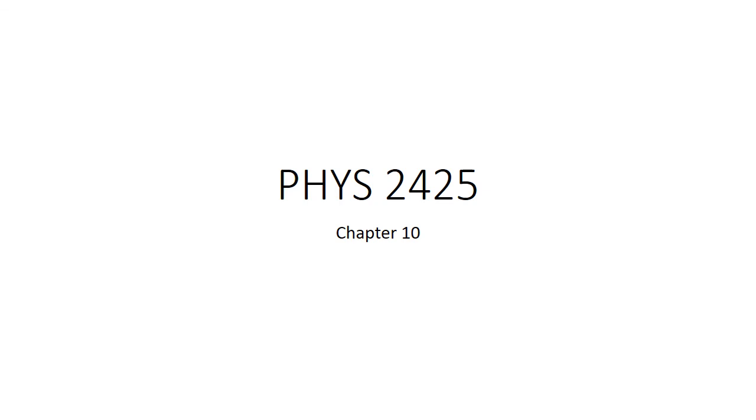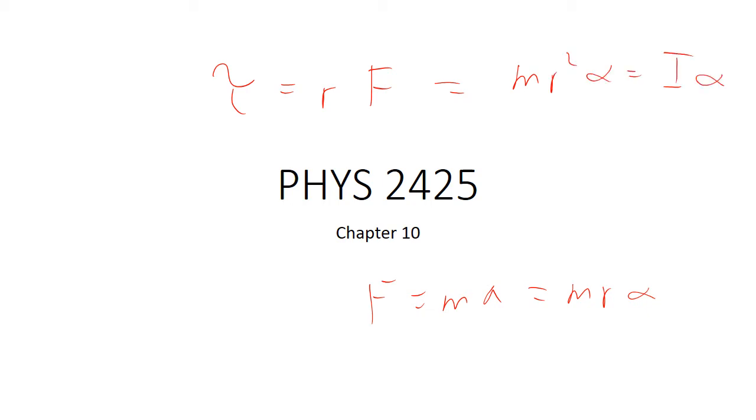Now, let's consider the idea of torque again. I introduced the idea of torque before as R times F. And I also showed that because F equals MA and A equals R times alpha, then the torque is going to be M R squared alpha, or in other words, I alpha.